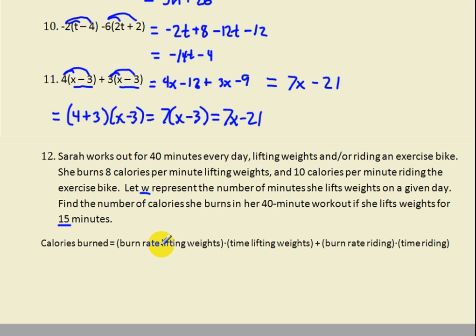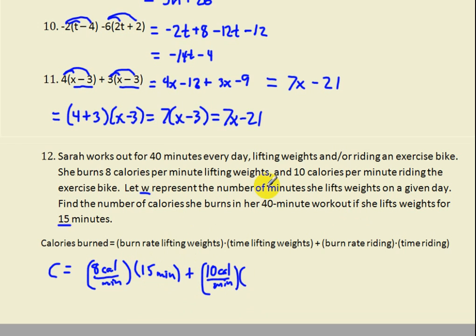So here we have the burn rate, so calories burned will be the burn rate lifting weights, which we were told is 8 calories per minute, times the time that she spent lifting weights, which is going to be 15 minutes, plus the burn rate riding an exercise bike, which is 10 calories per minute, times, and we're going to take 40 minus W. So in other words, 40 minus 15 minutes.